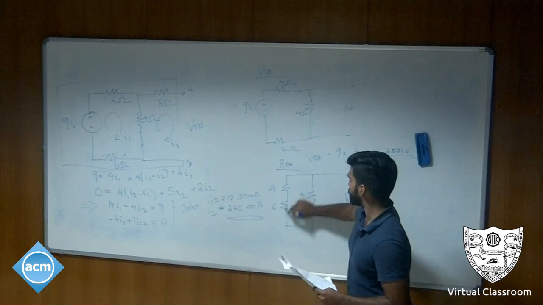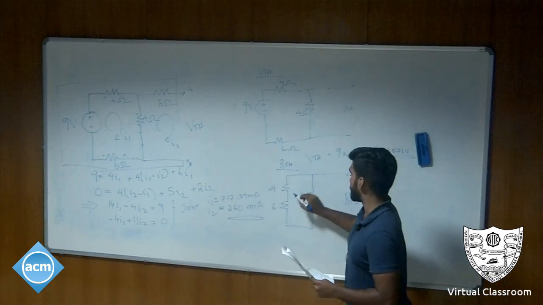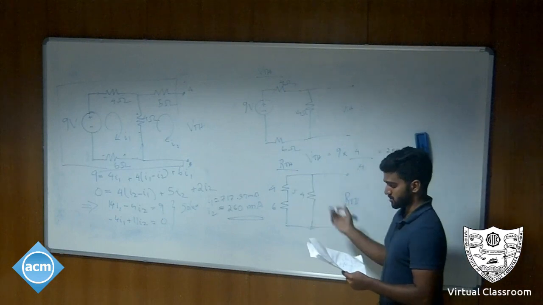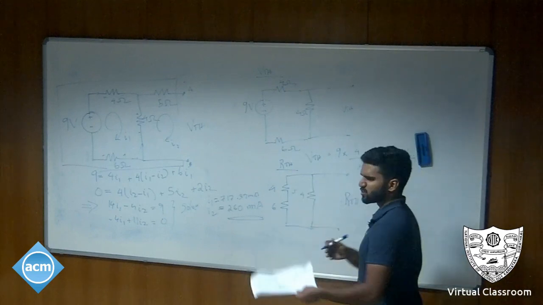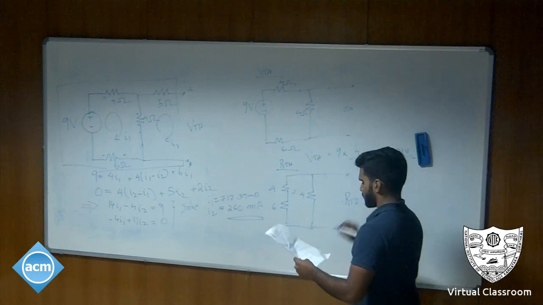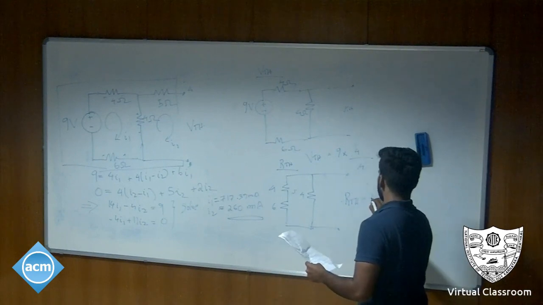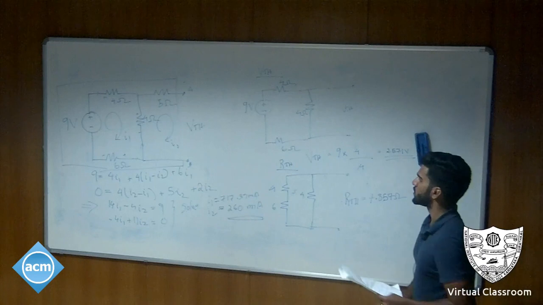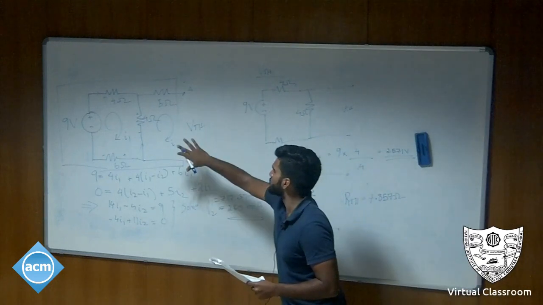As you can see, this is 4 plus 6, 10. So this is 10 ohms in parallel with 4 ohms. You can do that yourself, so I'll just give you the final value for that. What you get is 7.857 ohms.